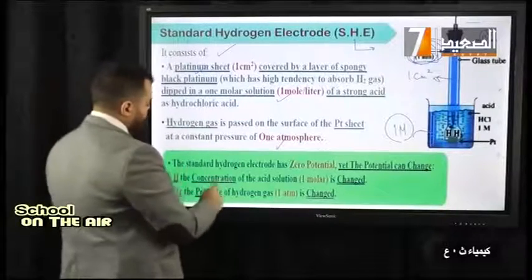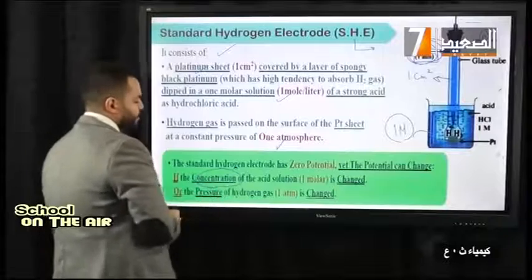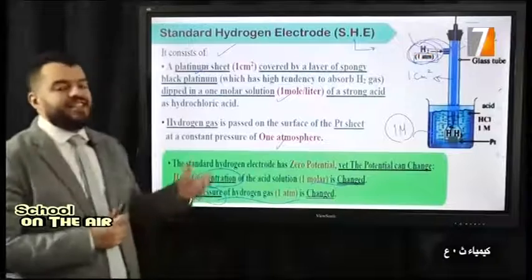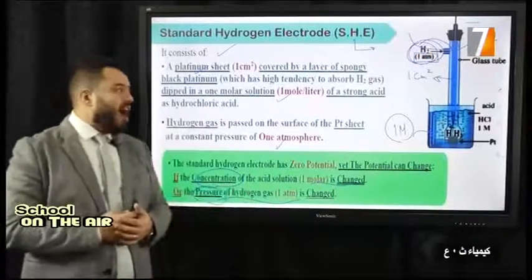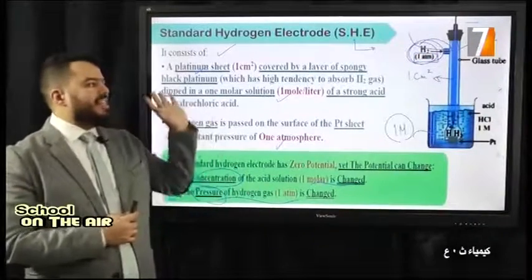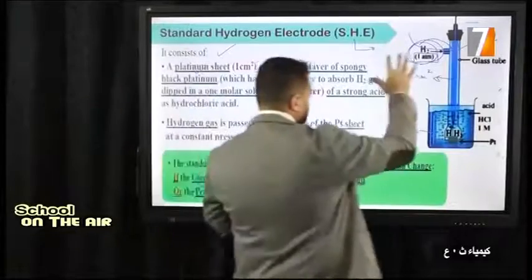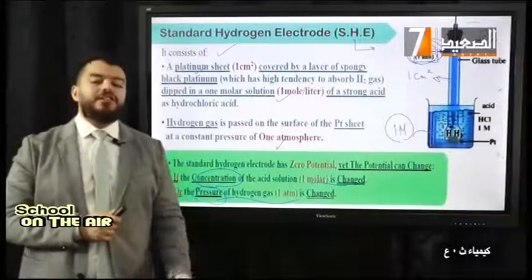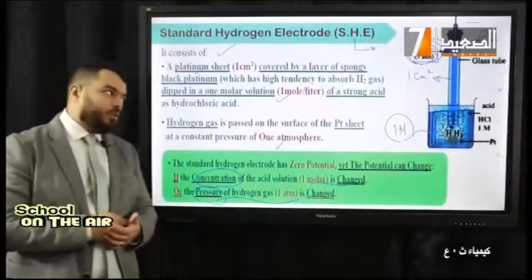And any change in the concentration or in the pressure will lead to a change in the potential, which is 0. So you have to make sure that the specification and the properties of the standard hydrogen electrode are constant to give you a constant value, which is 0.